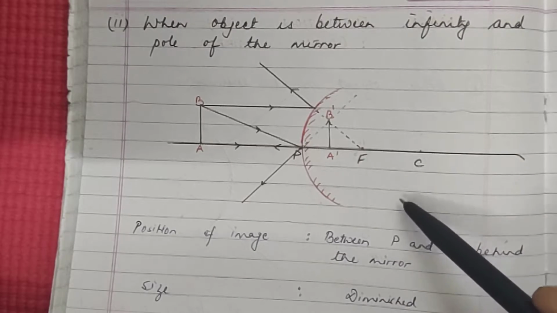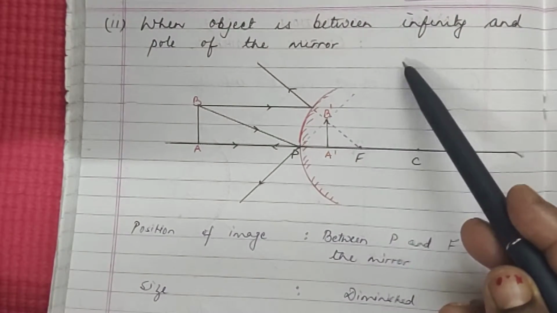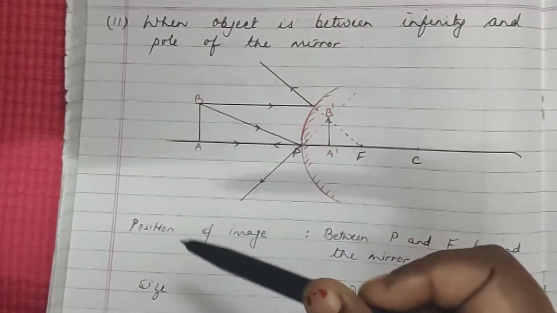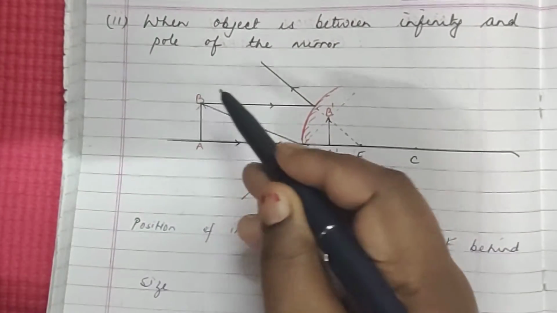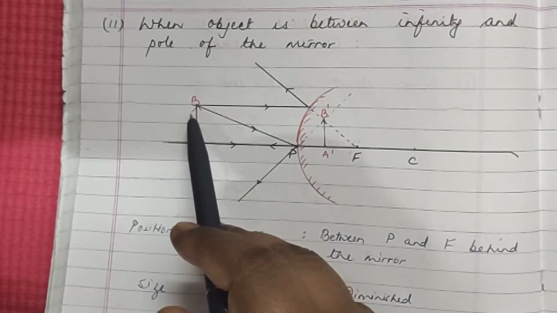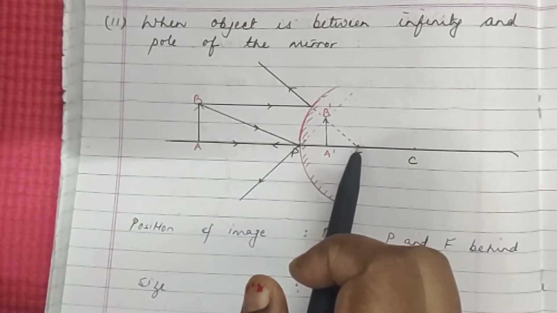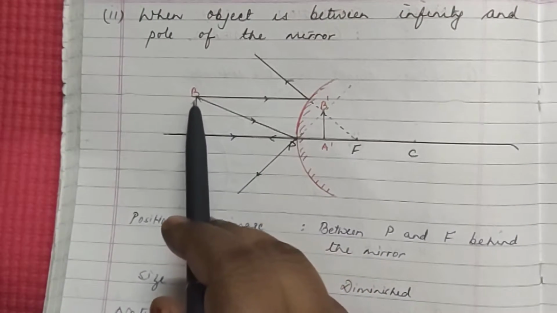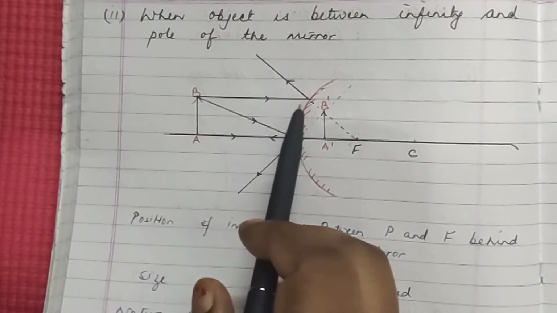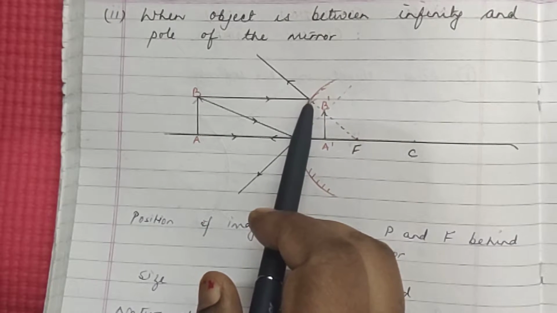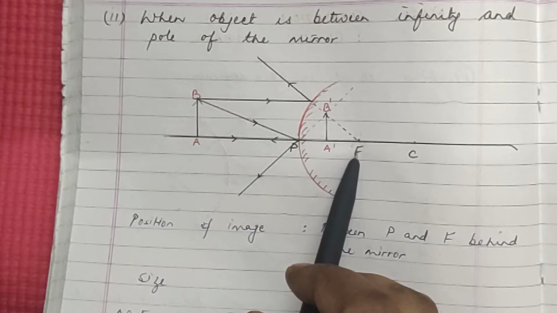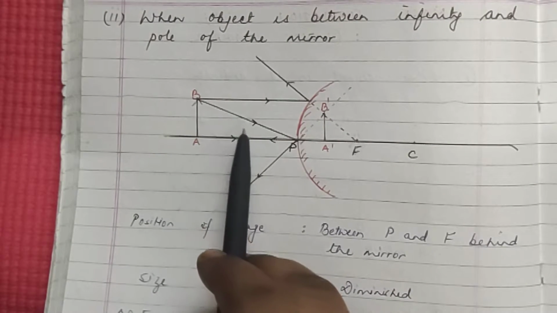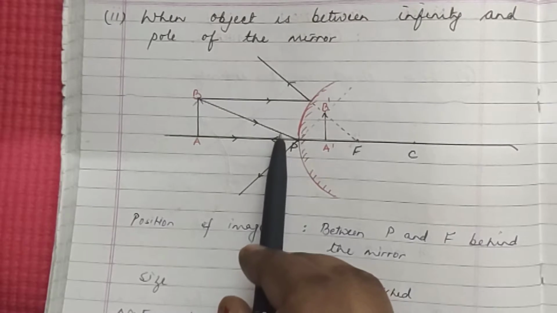Now let us see the second situation, when the object is between infinity and the pole of the mirror. So let AB be the object, which is between infinity and the pole of the mirror. Now we have learned that to find the ray diagram, to find out the image, we always take into consideration two rays. Here the first ray is parallel to the principal axis and it appears to pass through the principal focus after reflection. The second ray of light is incident at the pole.